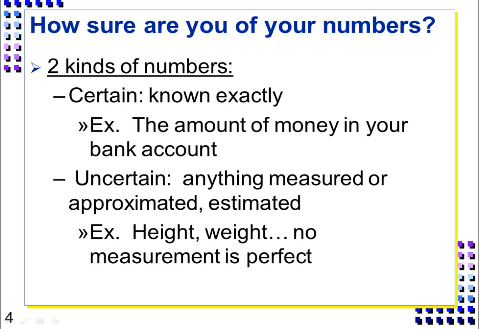So there is a little bit of uncertainty associated with the measurement of weight because I had to use a piece of equipment to get that measurement. How do I know whether that piece of equipment is calibrated correctly? What if there is some user error in how I read the piece of equipment? So anything measured will always be considered an uncertain number.